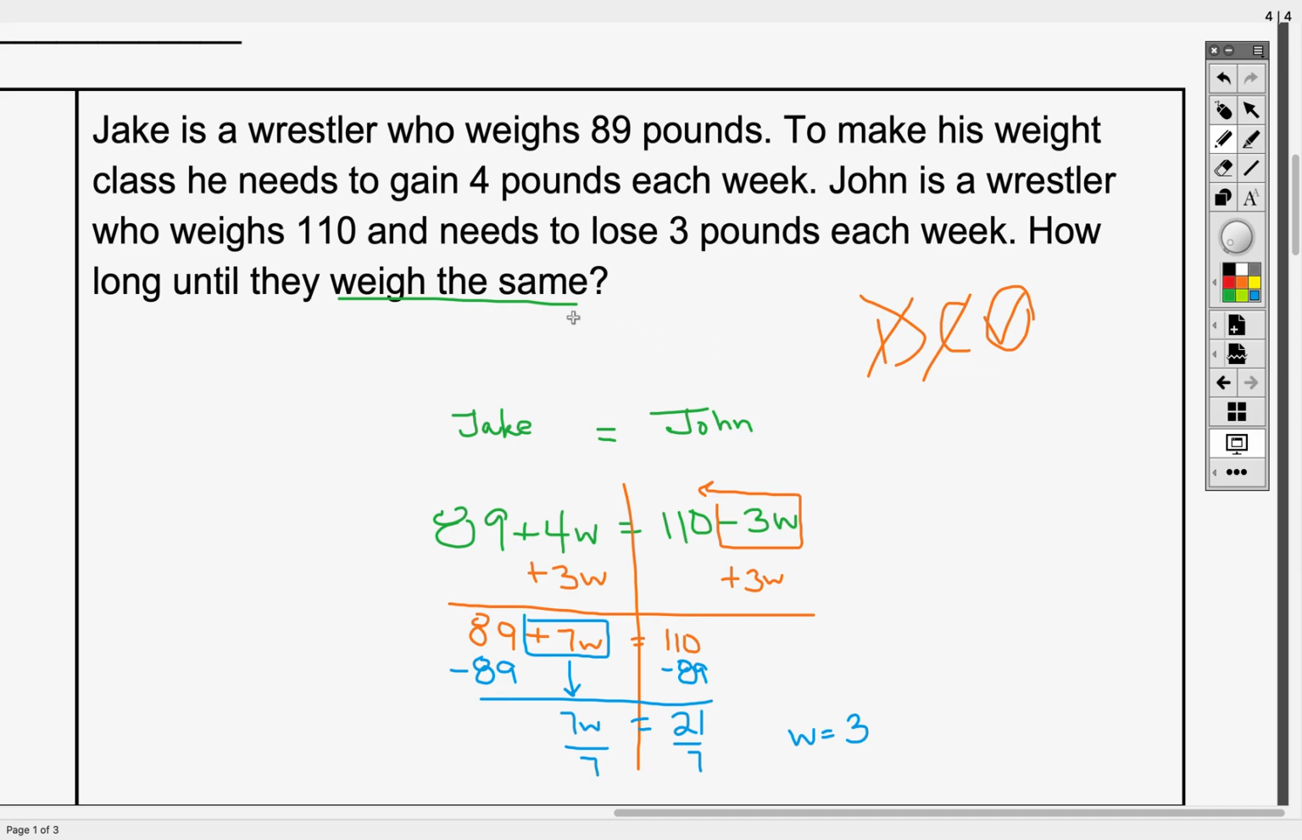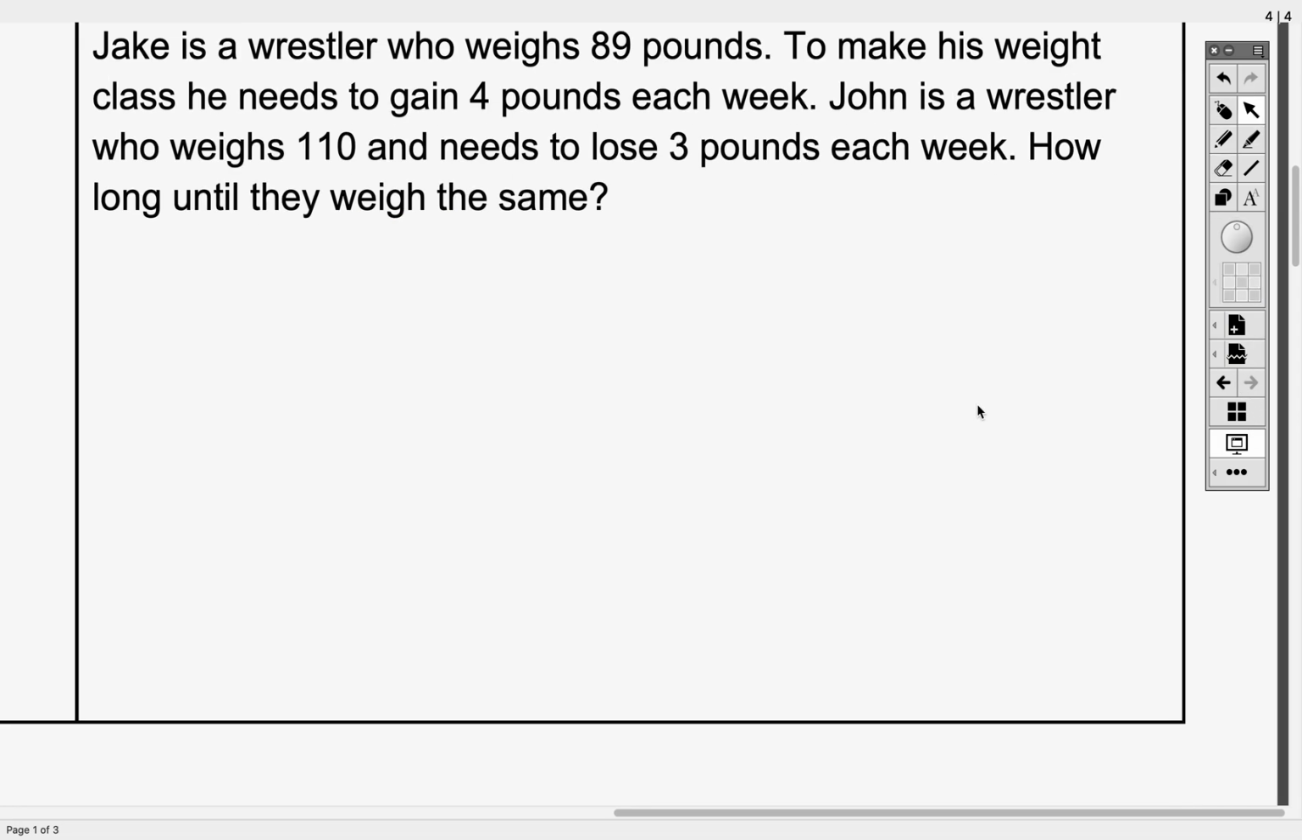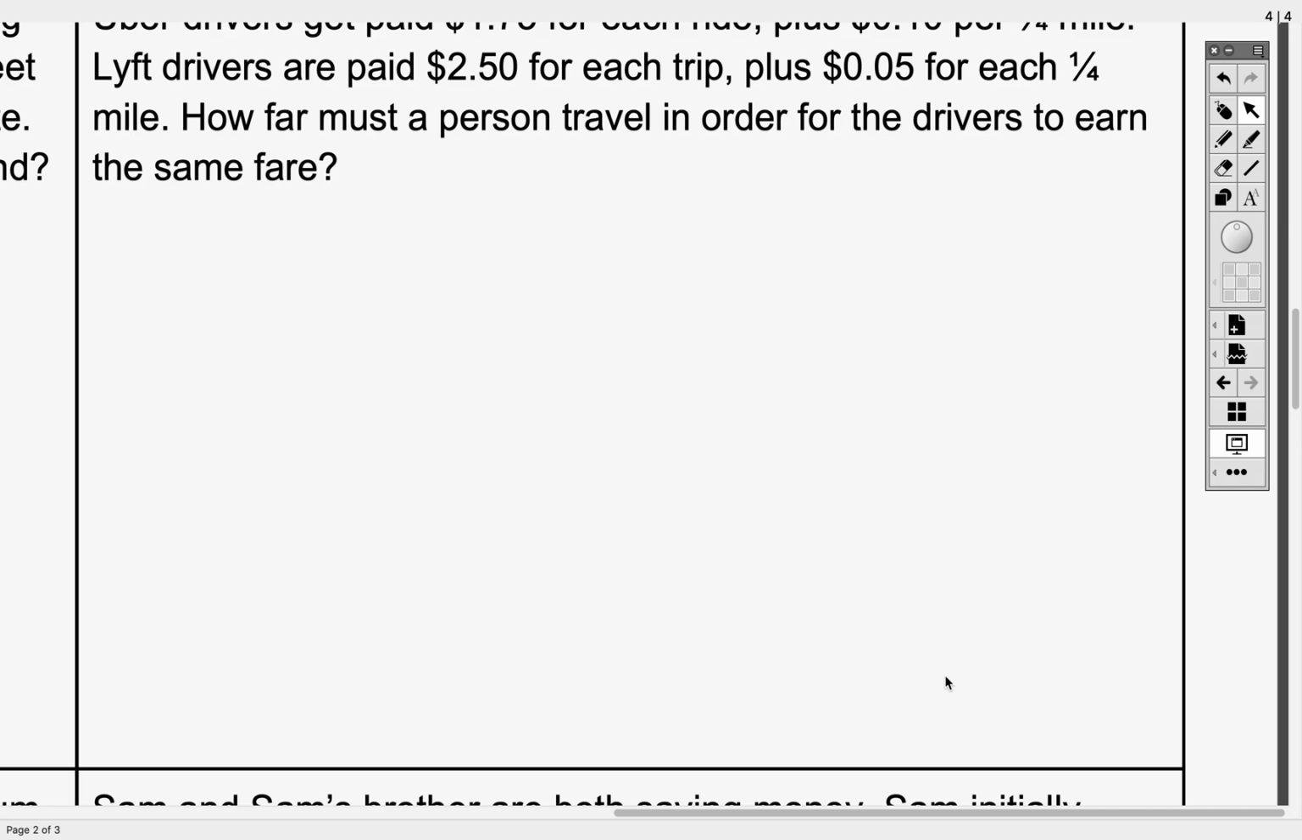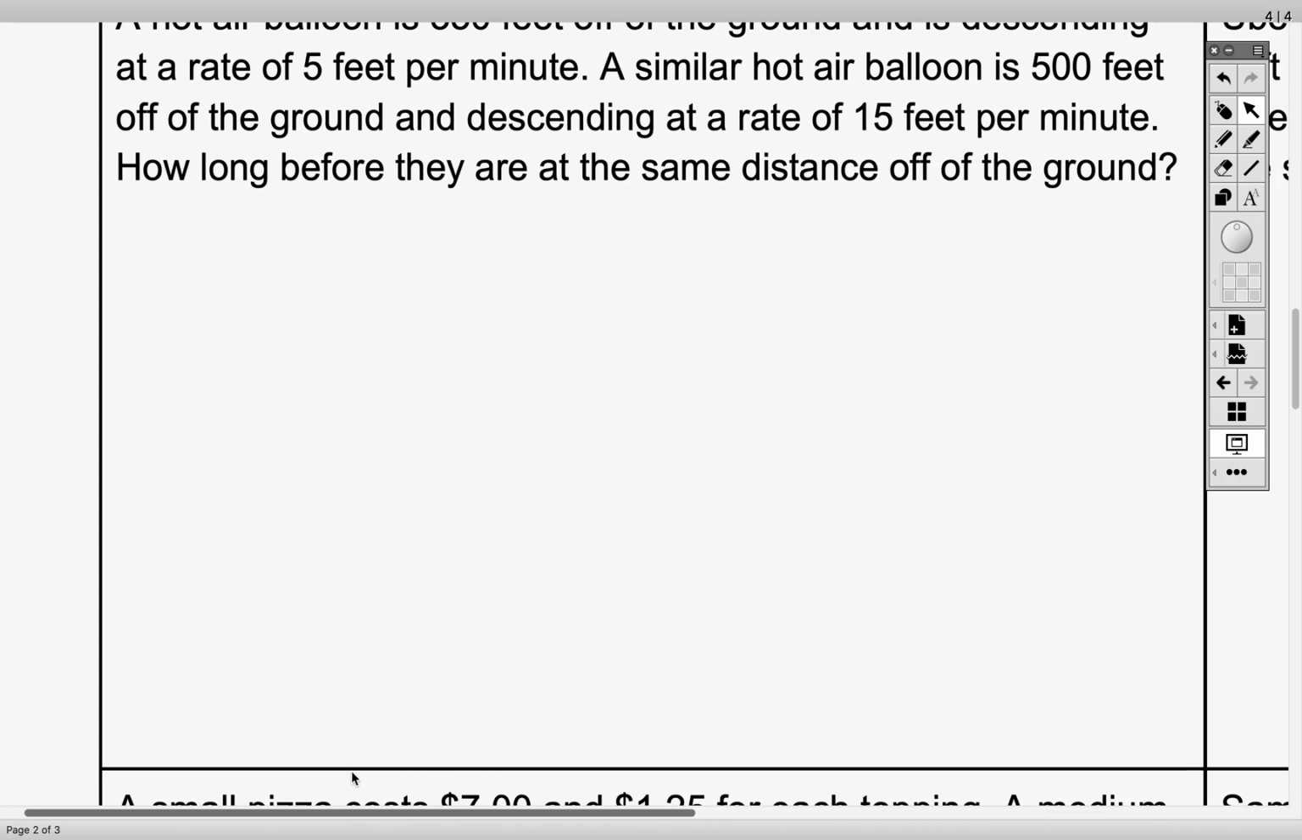And would it make sense that the two boys would weigh the same in 3 weeks? Yes. I could then ask you to find out how much each one weighs. If that were the case, you could take the 3 and plug it in. And I could tell you that both of them are going to weigh 101 pounds. That's extra. I'm doing the most. Okay. Let's move on to the next scenario.